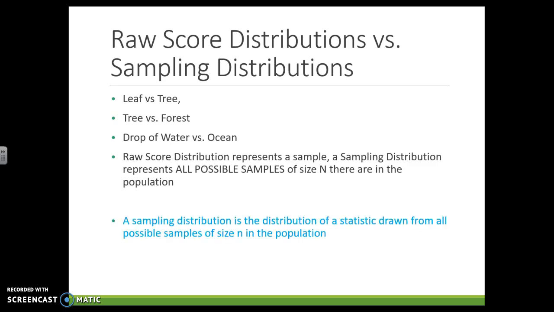So let's read this again. A sampling distribution is the distribution of a statistic, a mean score in this case, drawn from all possible samples of size n, which was 6 in this case, that there are in the population, a classroom of owls in this case.